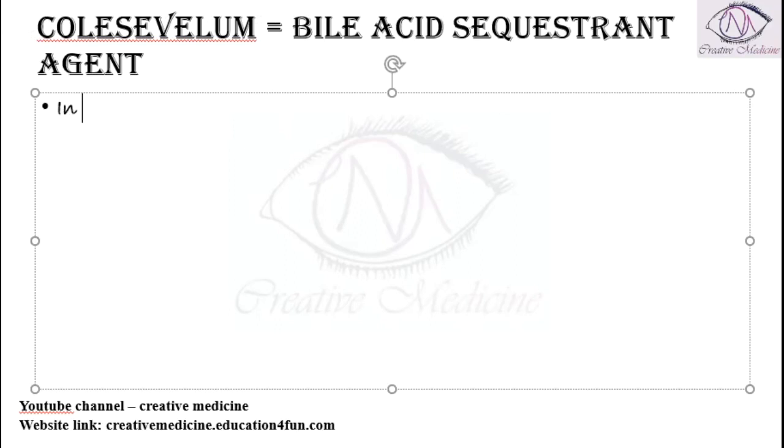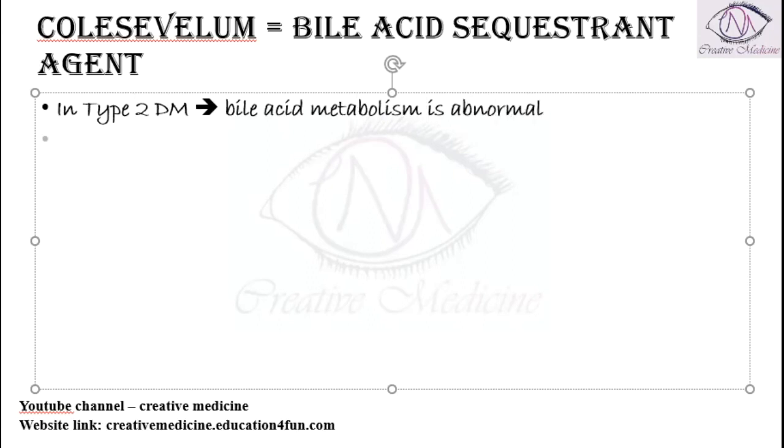In type 2 diabetes mellitus, the bile acid metabolism may be abnormal. If bile acid metabolism is abnormal, then we can use colesevelam. Colesevelam is a bile acid binding resin. It binds to the bile acid and it is approved for treatment of diabetes mellitus.